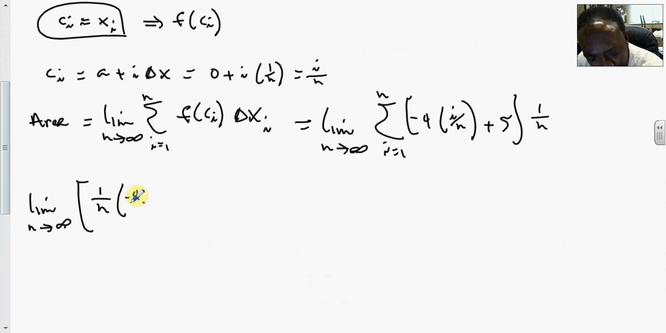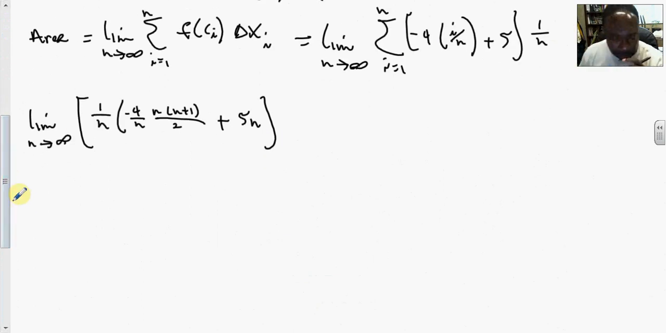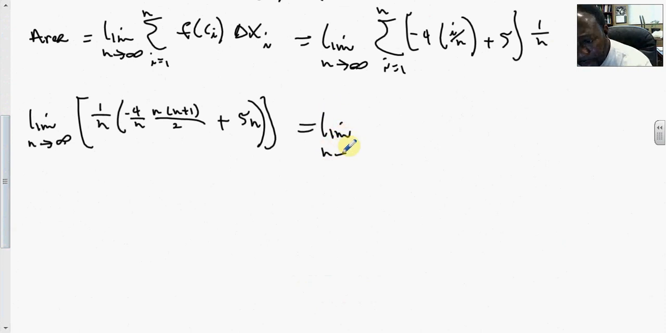I'm going to say over n. This is negative 4 over n right here, times the i. The summation of i is n times n plus 1 divided by 2. Look, we took the summation out, so this is 5 times n. That 1 over n, that thickness, is times the entire function f of c sub i. This is the limit as n goes to infinity.